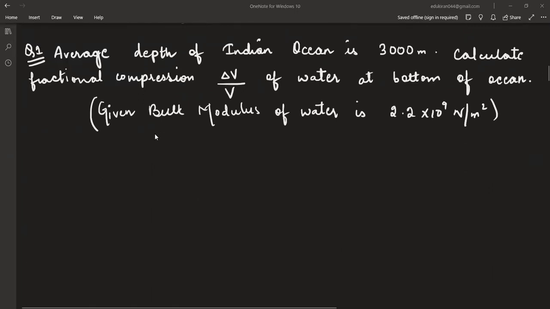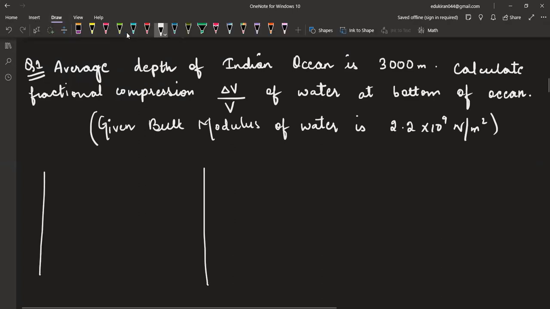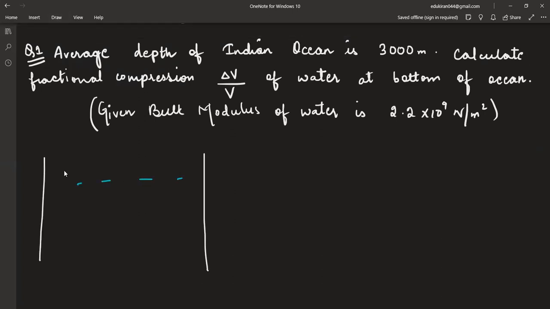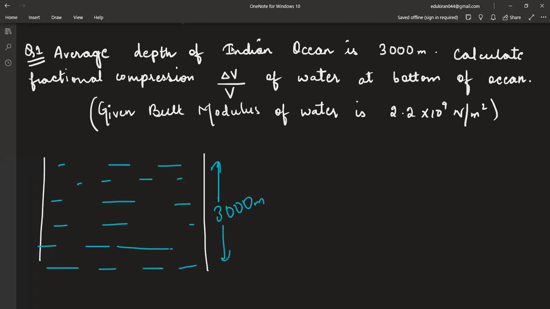See, this says that the average depth of the Indian Ocean is 3000 meters. Calculate the fractional compression delta V by V of water at the bottom of the ocean. Given the bulk modulus of water is 2.2 into 10 to the power 9 Newton per meter square. So suppose you are given water which is 3000 meter deep. This is what it is saying.